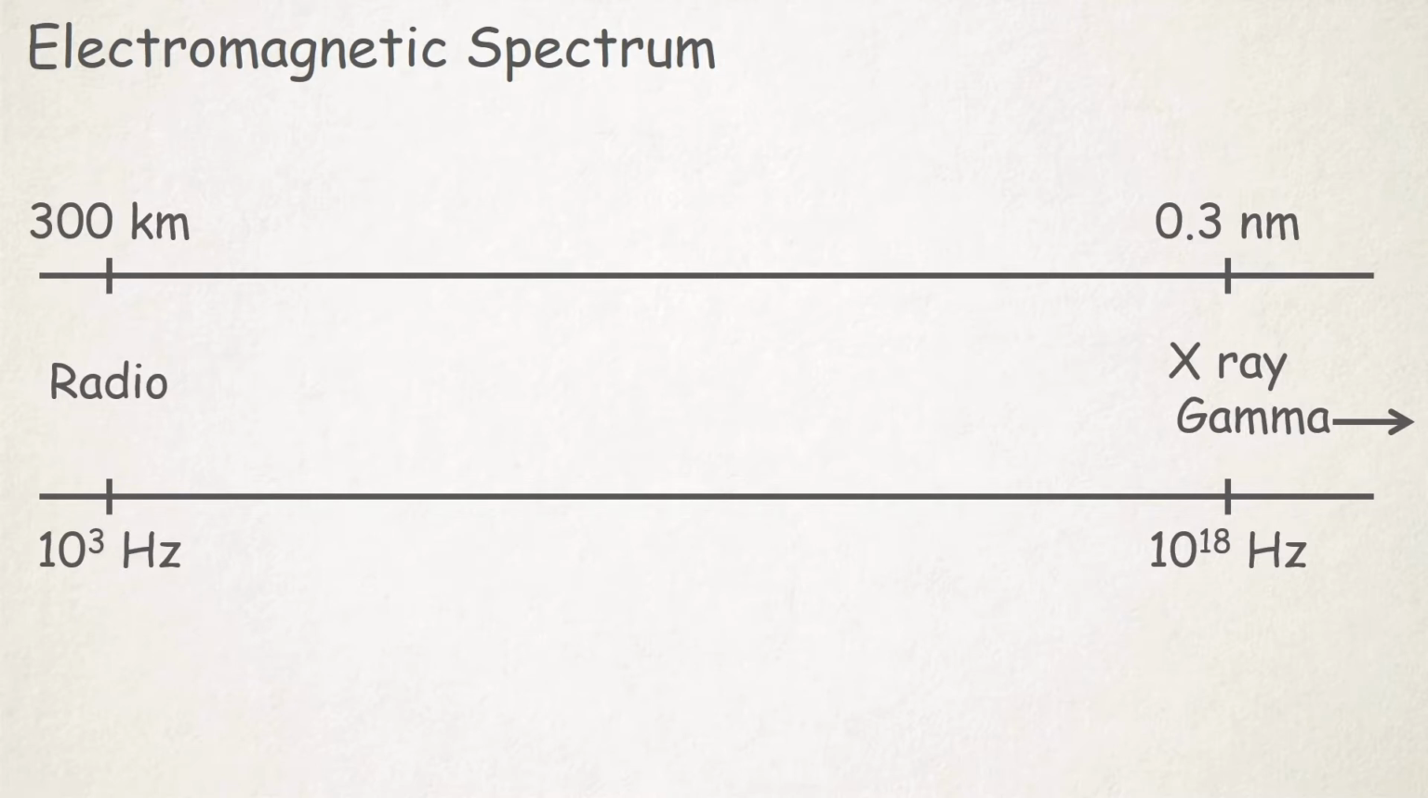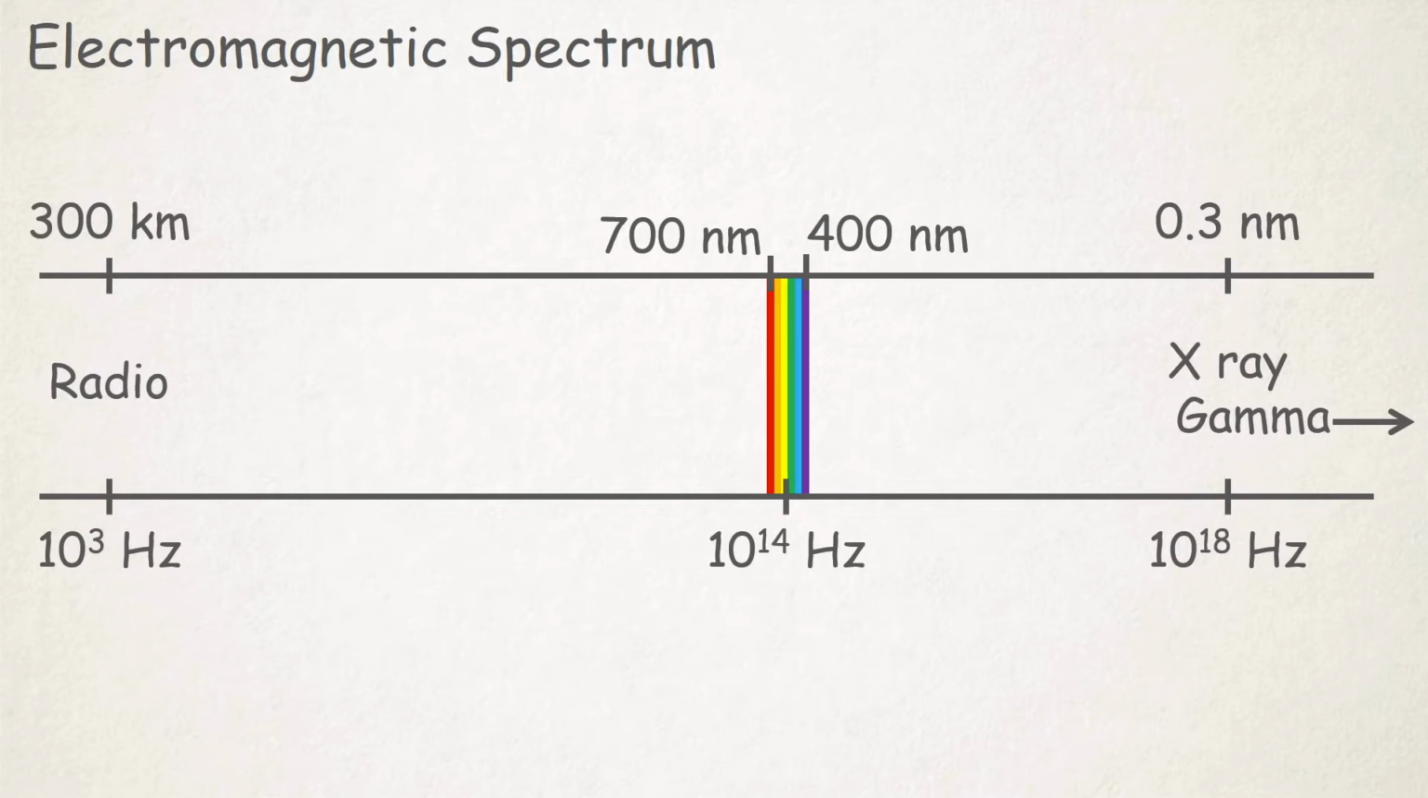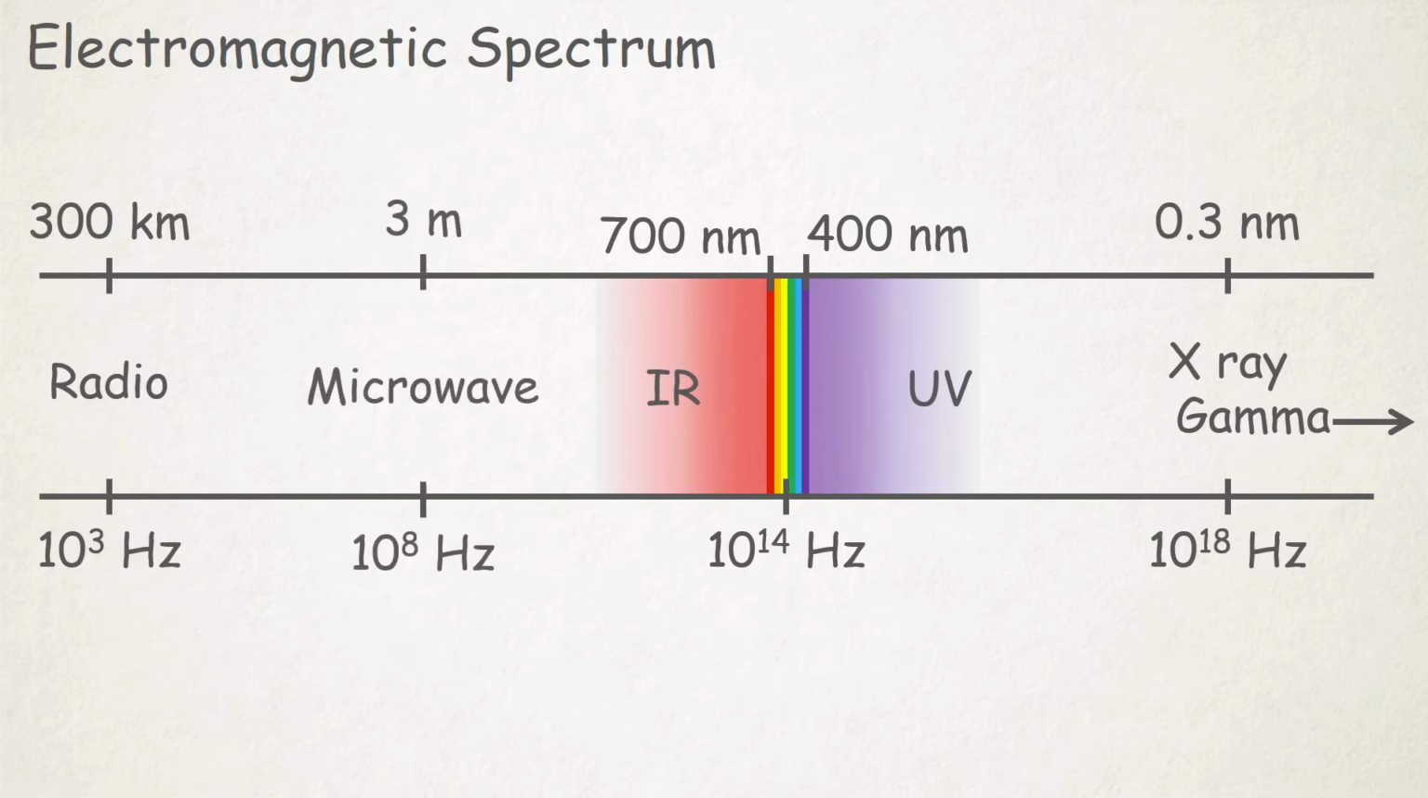The visible part of the electromagnetic spectrum is around 10 to the 14 hertz. The visible wavelengths range from about 700 nanometers to about 400 nanometers. EM waves that have wavelengths just a bit shorter than 400 nanometers are called ultraviolet, or UV, and EM waves with wavelengths just a bit longer than 700 nanometers are called infrared, or IR. Between IR and radio waves are microwaves, which have wavelengths on the order of a meter.